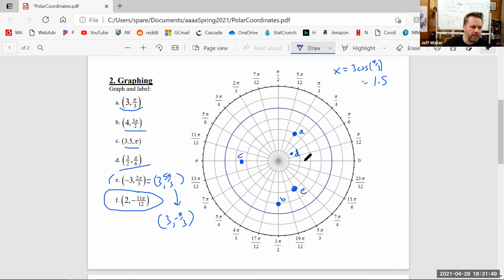So where do I stop for negative 11 pi over 12? Right here. No? You guys hate this? Okay. So I face this guy and I walk 2 out. 1, 2. So that's where F is. Okay.